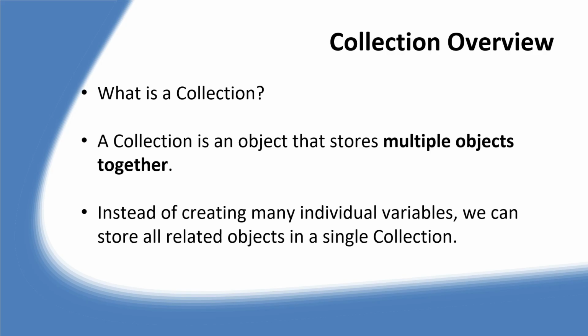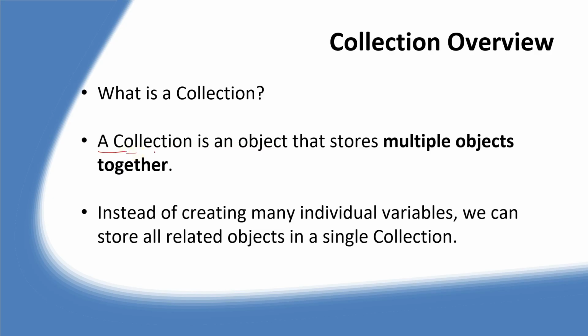So what is a collection? A collection is an object that stores multiple objects together. Okay, so instead of creating many separate variables, we can keep related objects inside a single collection. So this makes storing, retrieving, updating, and deleting data much easier. Okay, I will give an example of each and every one so you will be more clear.